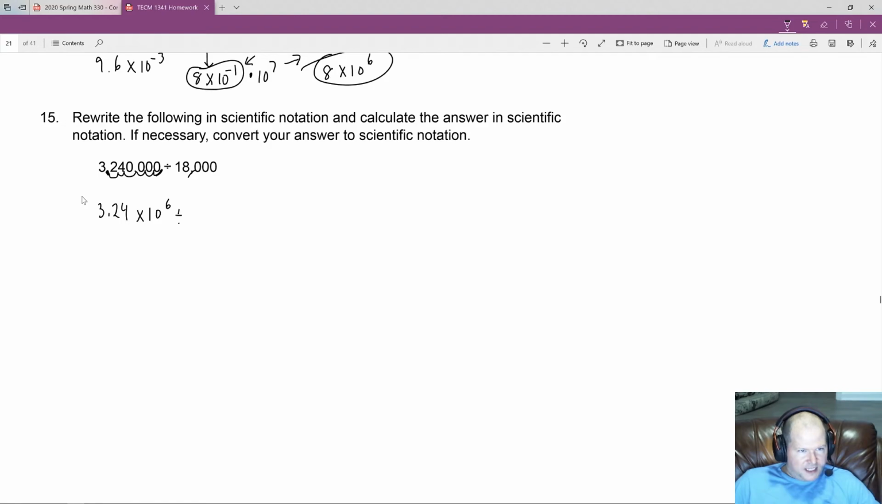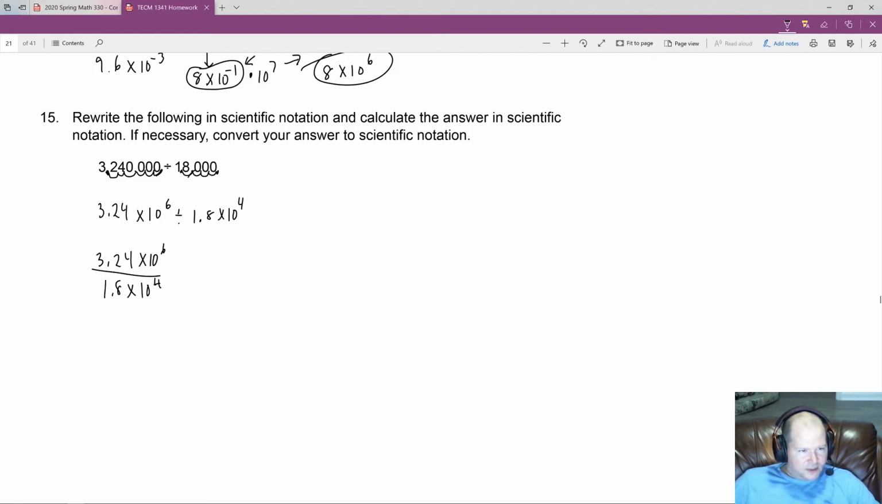And we're going to divide that by, and we had to move it behind the 1 there. So we have to move it over 1, 2, 3, 4 places. So that had to be 1.8 times 10 to the positive 4th. Okay, so here we're saying 3.24 times 10 to the 6th divided by 1.8 times 10 to the 4th.